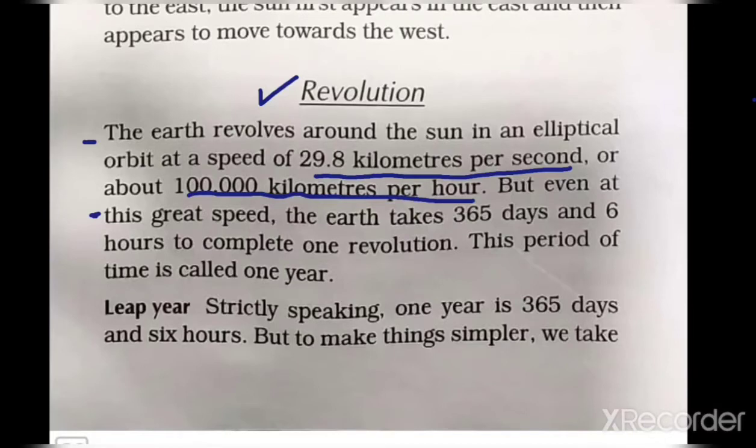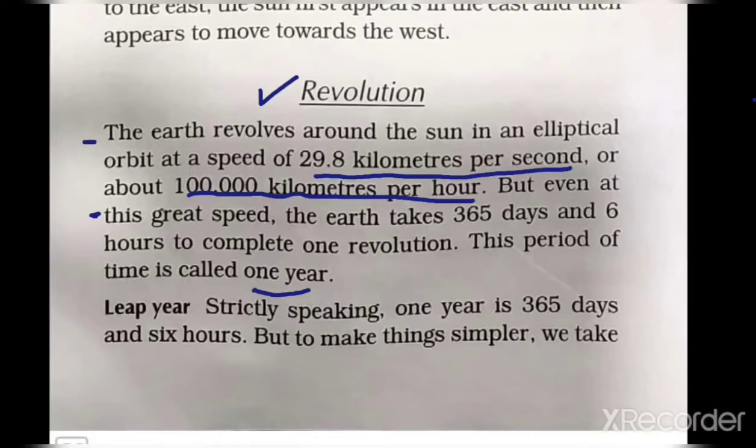In one second the earth revolves this many kilometres, and in one hour 1 lakh kilometres. But even at this great speed, the earth takes 365 days and 6 hours to complete one revolution. Even revolving at this great speed, it takes 365 days and 6 hours to complete one revolution. This period of time is called 1 year. Okay, when the earth completes one revolution, this time period is called 1 year.